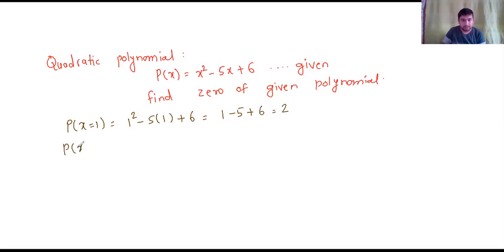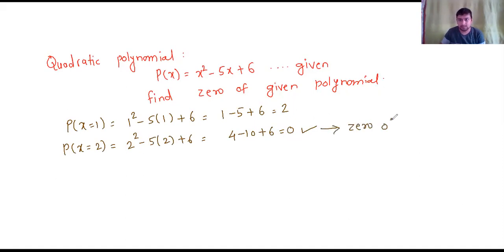Let us check the value of the given polynomial at 2. So 2 square minus 5 into 2 plus 6. So 4 minus 10 plus 6. So 10 minus 10. Yes, you are getting 0 here. That means this is one zero of polynomial. What is the zero of polynomial? 2.